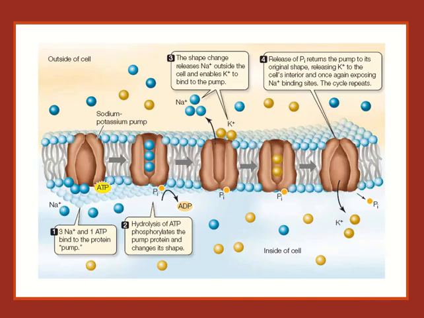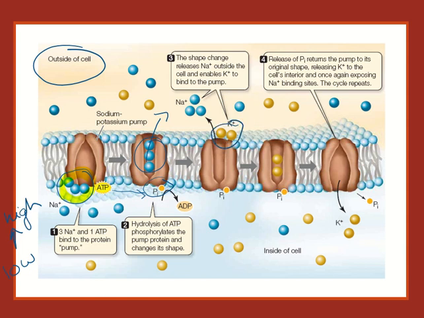Okay, so let's go through it one more time in this picture. You can see here you have your 3 sodium ions going in. ATP undergoes a hydrolysis reaction, becomes ADP, the phosphate's attached, and it changes the shape of your carrier protein. These sodiums are released outside of the cell. It has now moved those sodium ions from an area of low concentration to an area of high concentration because of the energy. Then 2 potassium ions are going to move in.